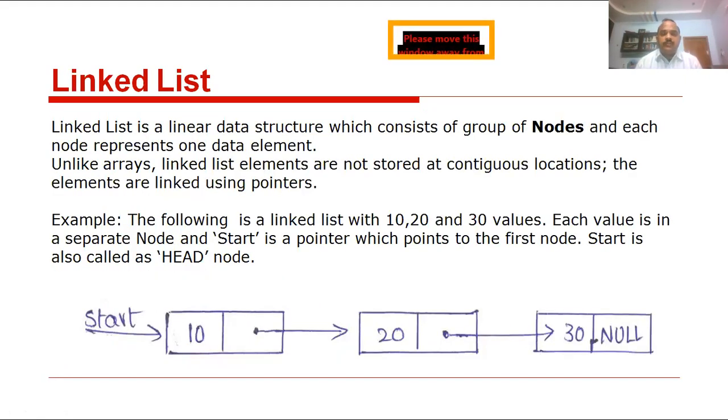Next one, linked list. What is a linked list? What are the types of linked list? How many ways are there to represent a linked list? What are the operations on a linked list? A linked list is a linear data structure which consists of a group of nodes, and each node represents one data element. Unlike arrays, linked list elements are not stored at contiguous locations. The elements are linked using pointers.